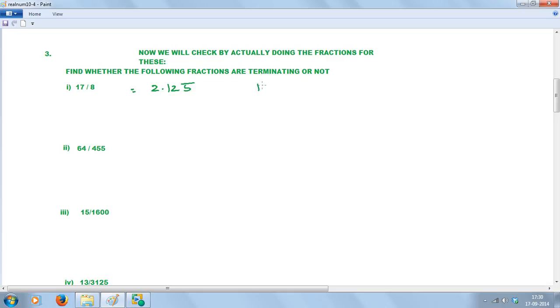And what is the denominator of the form 17 divided by 8? It is 2 cube. So therefore the denominator is of the form 2 to the power m and 5 to the power n. Here it is 2 cube multiplied by 5 to the power 0. So it's terminating. The denominator is of the form, so we are able to get the answer.